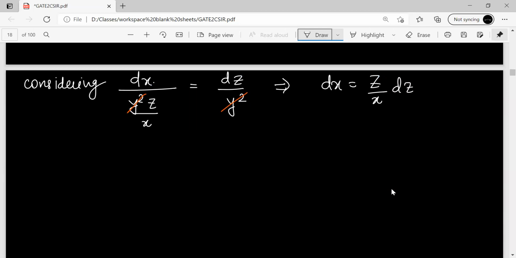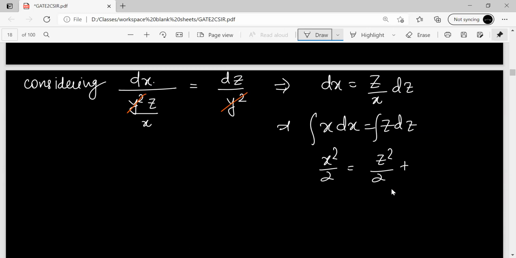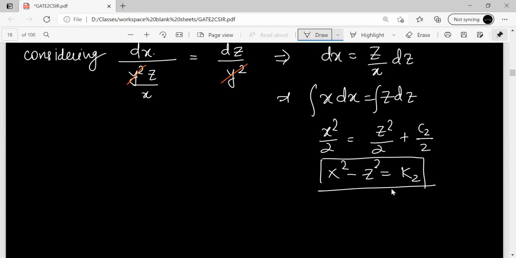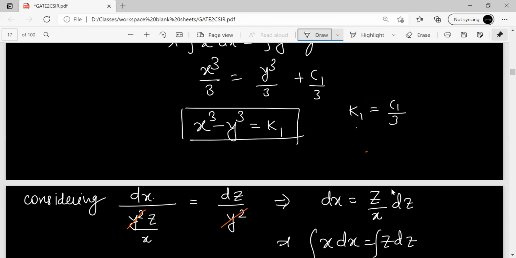Now it's variable separable, so I can take this x here. So that means I'm getting x dx equal to z dz. And now just simply integrate, so you get x square over 2 equals z square over 2 plus, I'm writing c2 over 2. Okay, now just keep this constant here. So I'll be getting x square minus z square equal to c2 over 2. I'm calling it k2. Okay, so I got two nice equations. One is this, and another one is this.